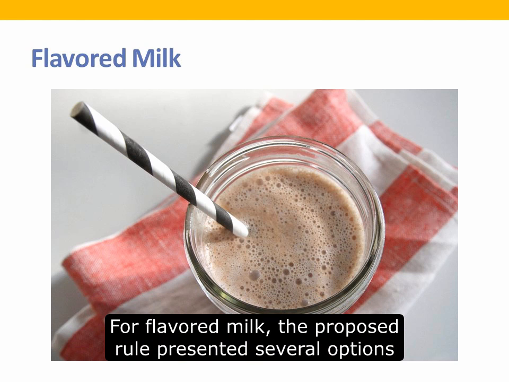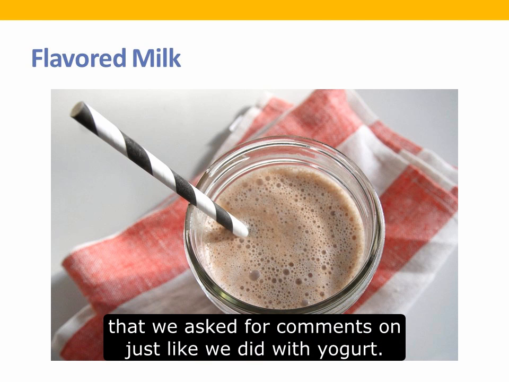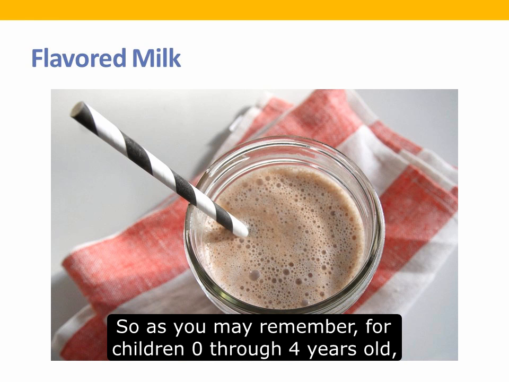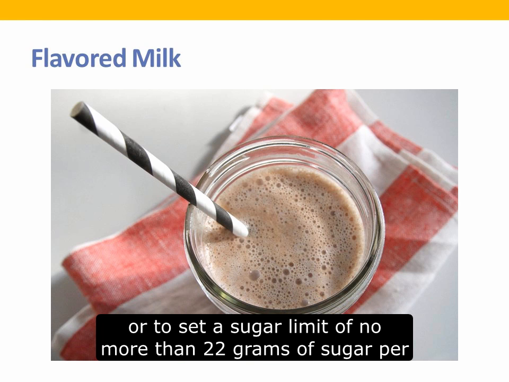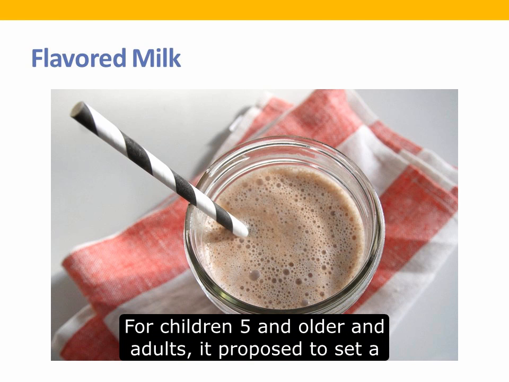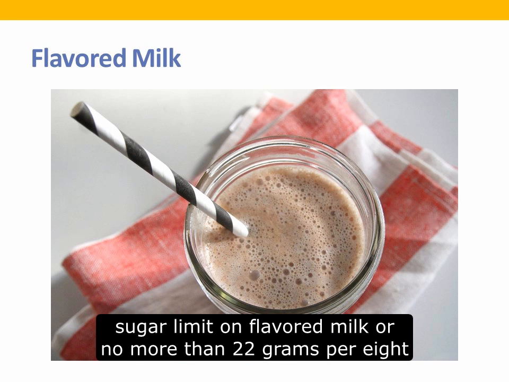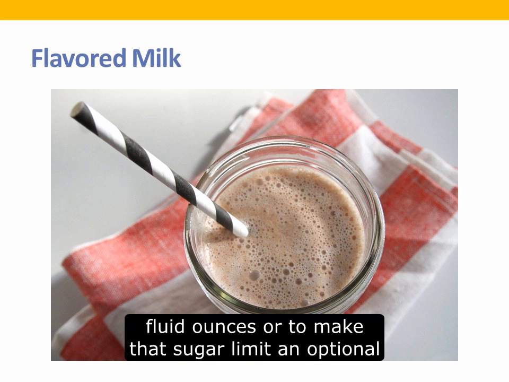For flavored milk, the proposed rule presented several options that we asked for comments on, just like we did with yogurt. So as you may remember, for children 0 through 4 years old, the rule proposed to prohibit flavored milk for that age group, or to set a sugar limit of no more than 22 grams of sugar per 8 fluid ounces. For children 5 and older and adults, it proposed to set a sugar limit on flavored milk of no more than 22 grams per 8 fluid ounces, or to make that sugar limit an optional best practice.